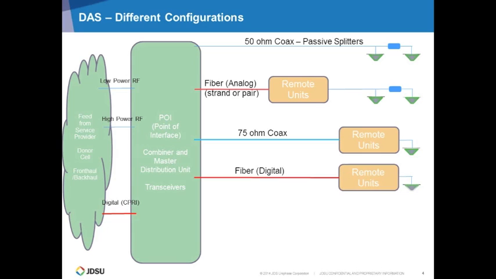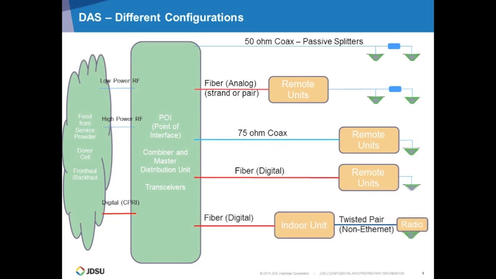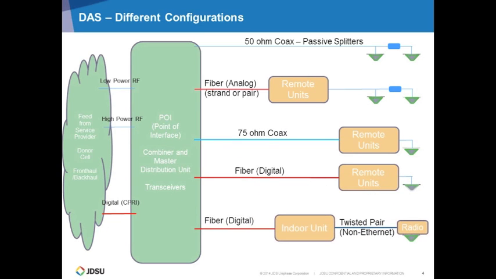Otherwise, we're now also seeing a migration more towards digital fiber that lends itself to multiplexing, so that you can combine multiple fibers onto a single fiber because they are in digital format. And not to leave out, one of the other aspects is that we're also seeing that twisted pairs, Cat5, Cat6 type cables can also be used as part of these DAS configurations.